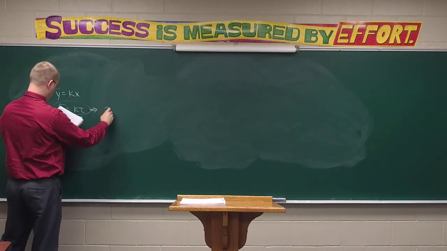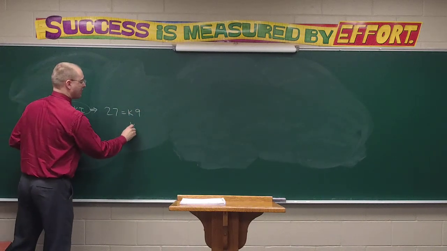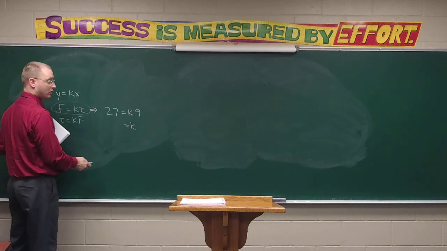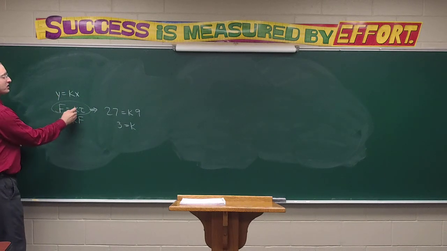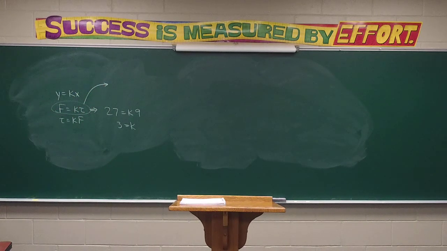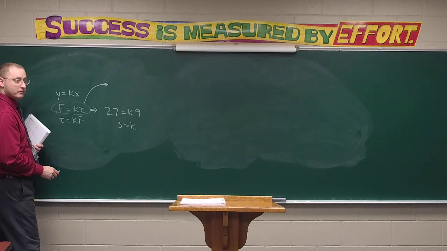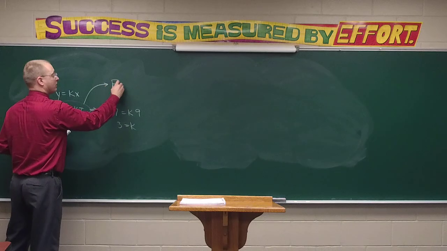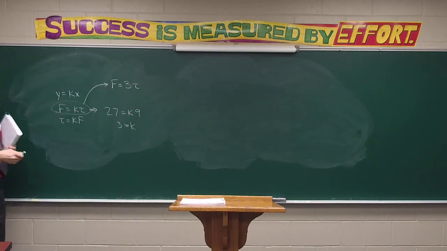27 equals K. All right, and now to solve for K, K simply equals 3. So then instead of F equals K tau, I can make this more specific because I now know what K is. F equals 3 tau. There we go, F equals 3 tau. Do you see, we're doing the same thing, but instead of just random letters, they put some words to it.